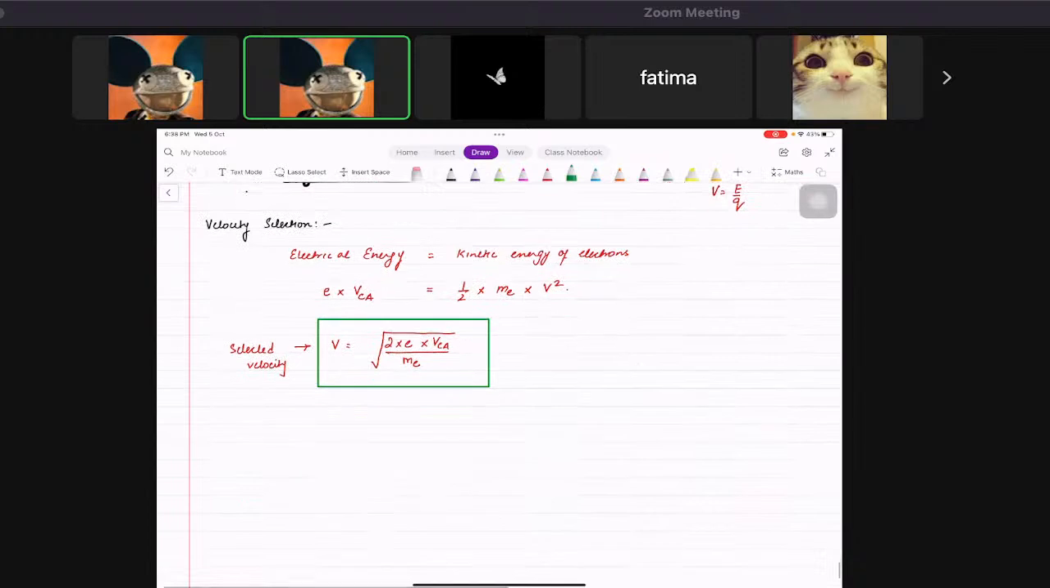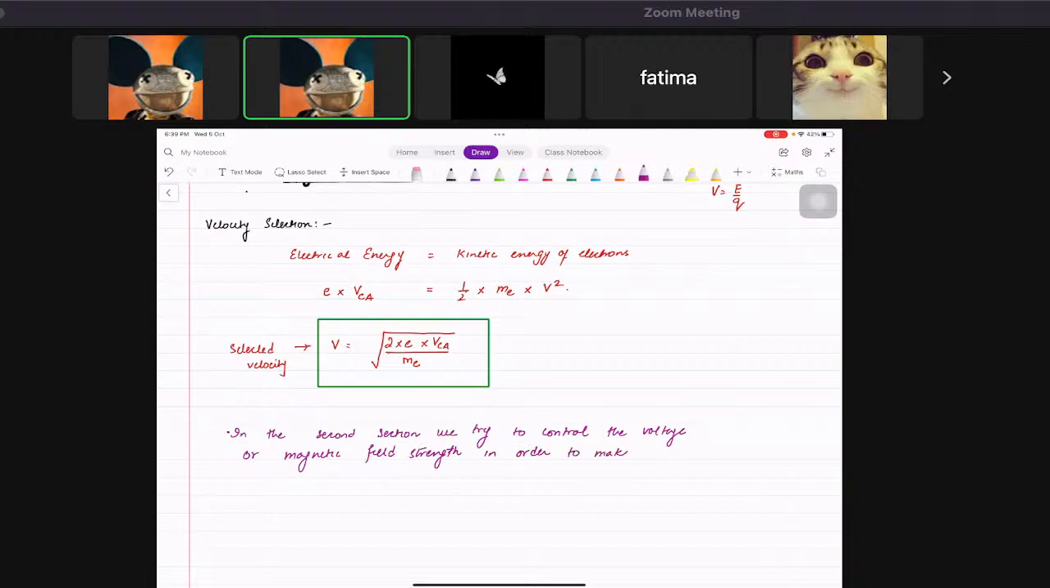The second thing we do is that in the second section we try to control the voltage or magnetic field strength in order to make the beam go straight and hit the crosshair on the screen. So that's what our target is, right? So we're dealing with this.